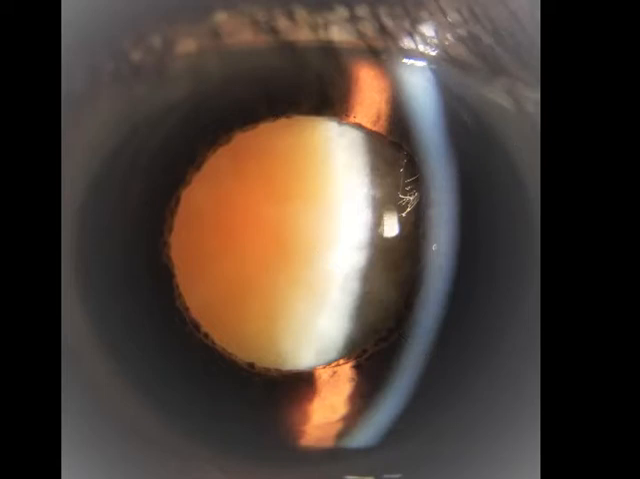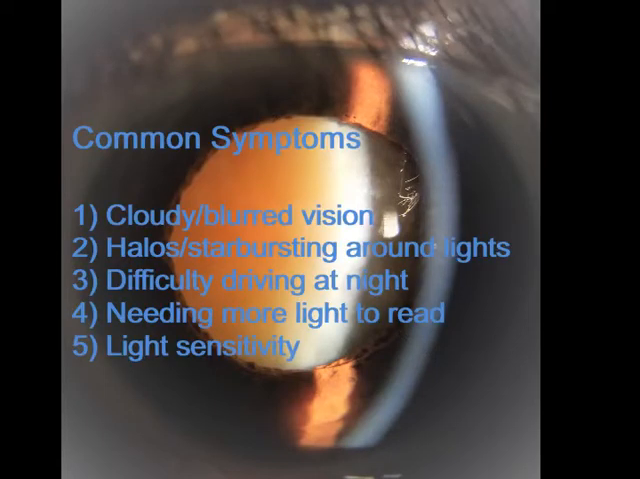Common symptoms of cataracts include cloudy or blurred vision, halos and starbursts around lights making it difficult to drive at night, the need for more light to read, and an increase in light sensitivity.